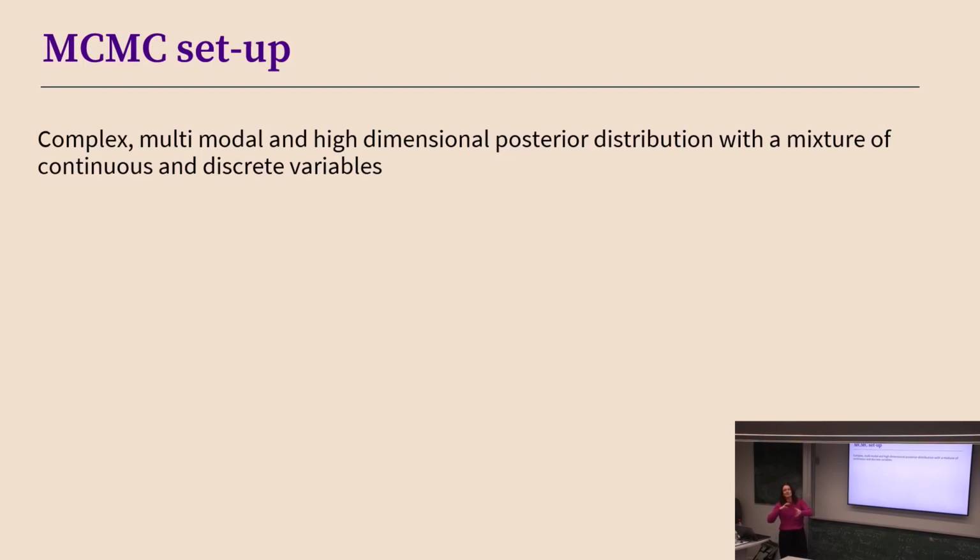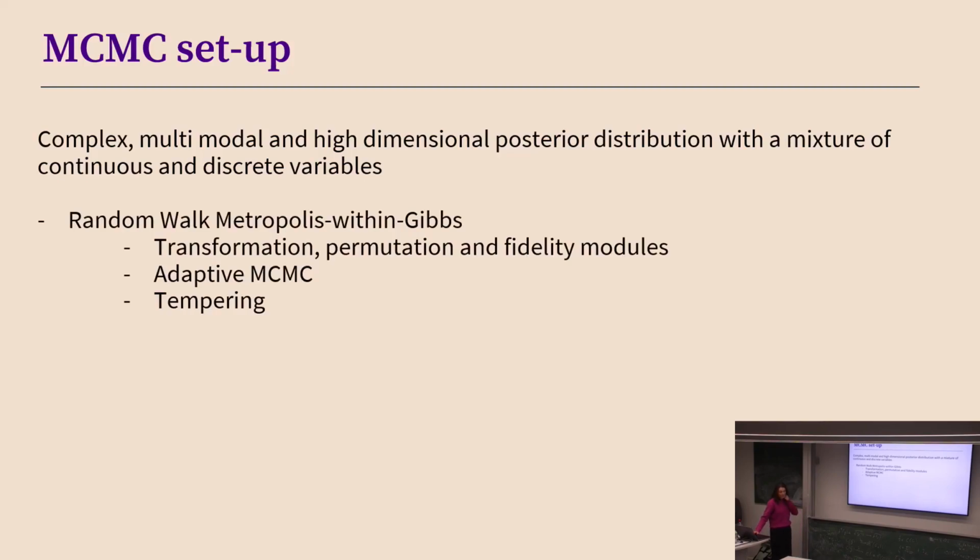We need to be able to explore that parameter space effectively. And it's also a mixture of continuous and discrete variables. That permutation matrix is inherently discrete. We're talking about matchings of discrete cells, as it were. And so the way that we formulated this was to use a random walk Metropolis within Gibbs approach. And so our approach was quite modular.